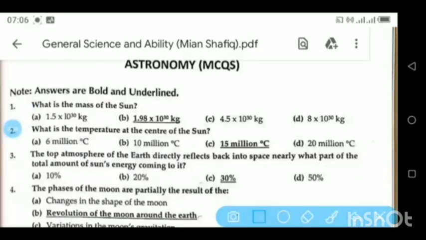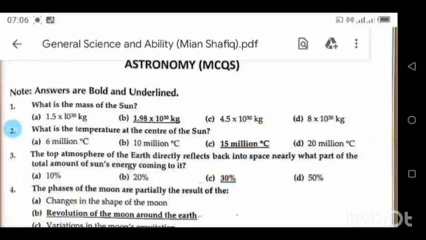What is the mass of the Sun? 1.98 into 10 raised to power 30 kg. What is the temperature at the center of the Sun? 15 million degree centigrade. The top atmosphere of the Earth directly reflects back into space nearly what part of the total amount of Sun's energy coming to it? 30%.